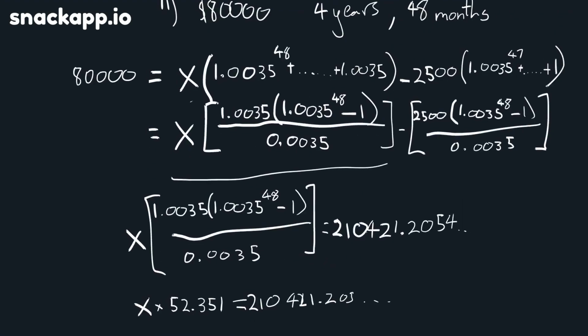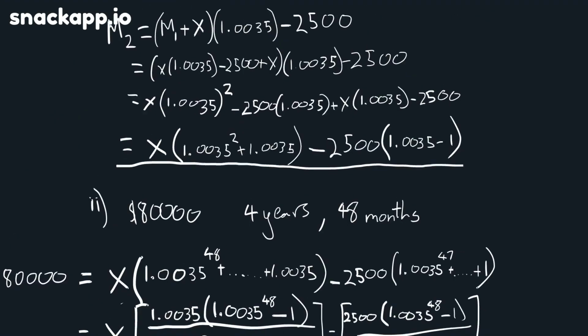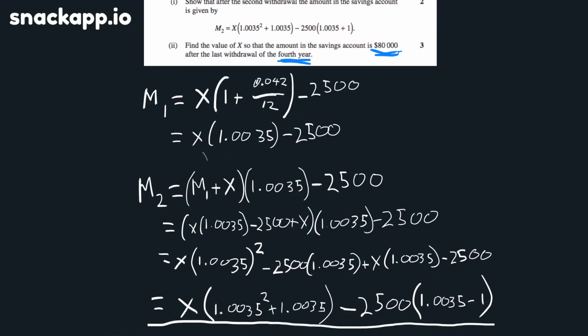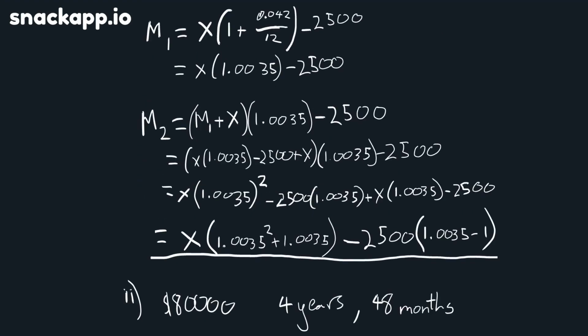So if we just want to quickly go back through that, I know this can be a bit confusing. If we look at part I, what we've done is we found the amount after 1 month. So that's where you've got X, which is your contribution, times the compounded interest on it, minus how much you take out at the end of the month. And then we move to the second month where we do the same thing again.